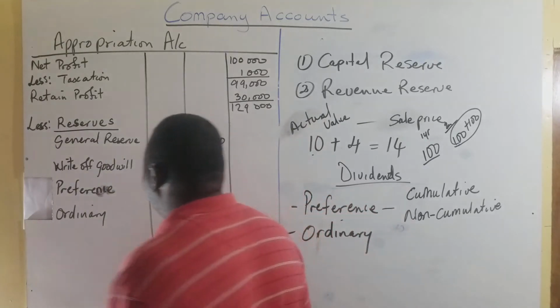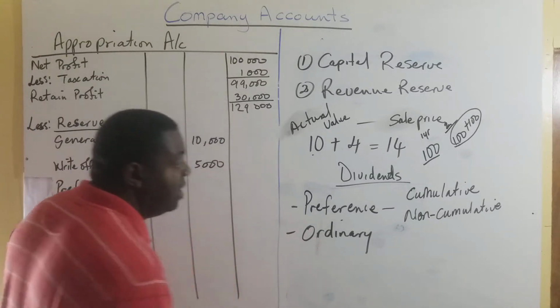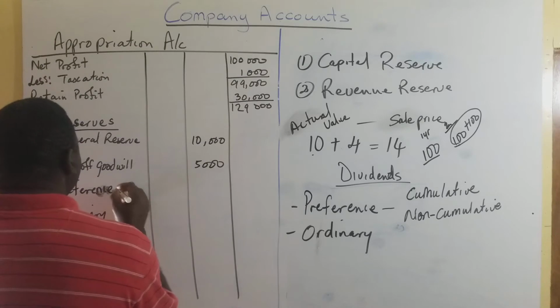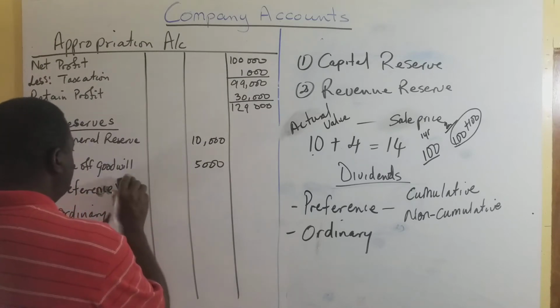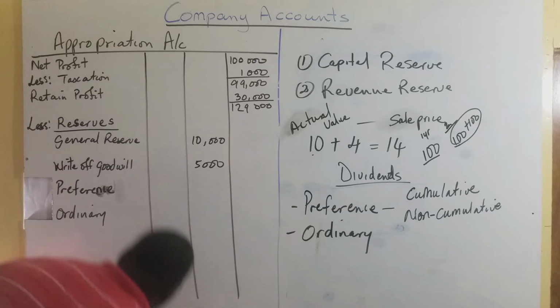So we have preference shareholders and we have ordinary shareholders. And so the monies with dividends would be calculated. So you are calculating the preference share dividends.